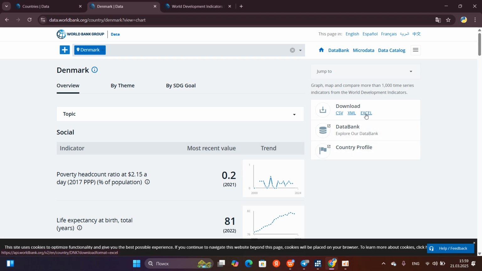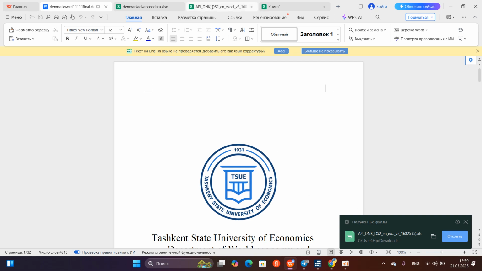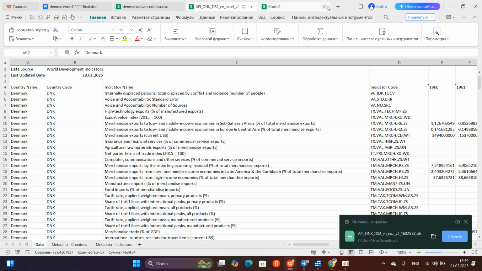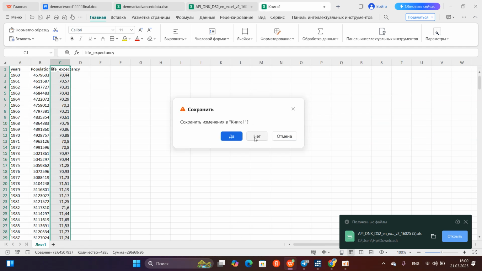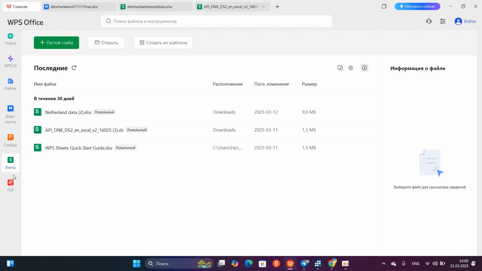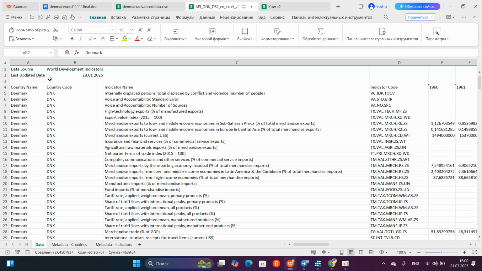We have to download the Excel format of the data, which is about the economy of Denmark. Okay, here you can see the Excel format of Denmark. First of all, we have to open a new sheet and copy and paste the information about the economy of Denmark.